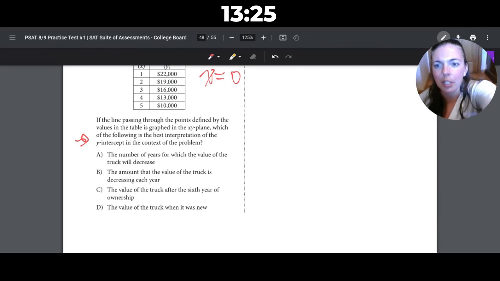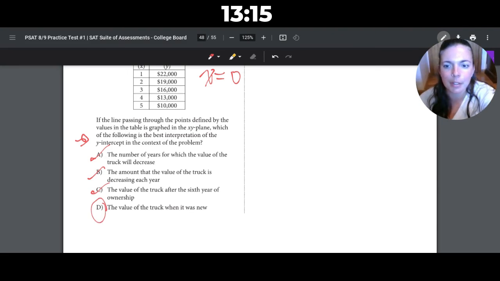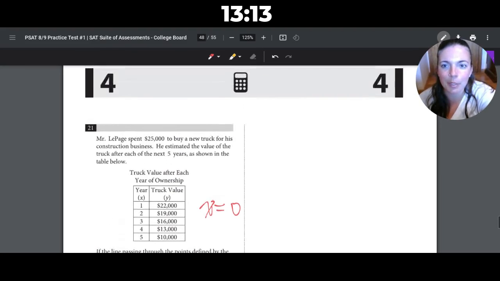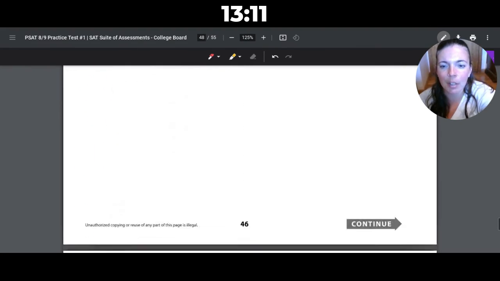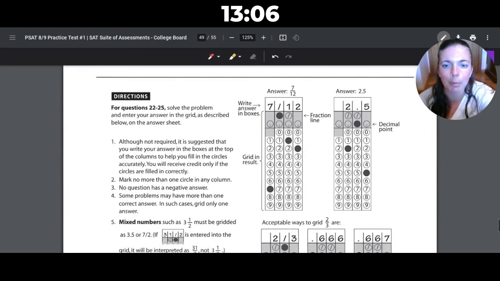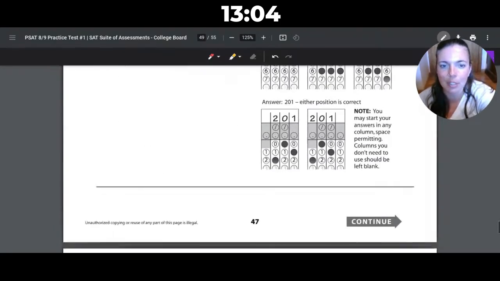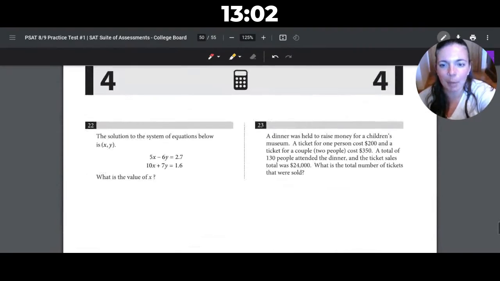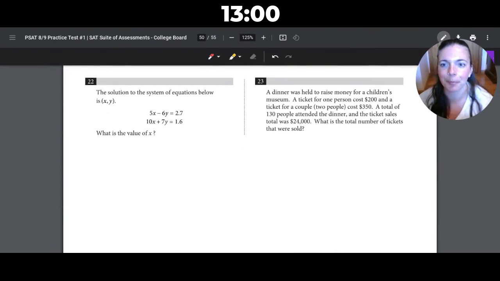The number of years for which the value of the truck will decrease? No. Amount the value of the truck is decreasing each year? No. Value of the truck after the 6th year? Nope. Value of the truck when it was new? Yes, that one works. Cool. When he bought it, it was new. So that was 21. A few more here. Let's see. 22 through 25 are going to be free response questions. So no multiple choice to help us, but again, we can use our calculator.